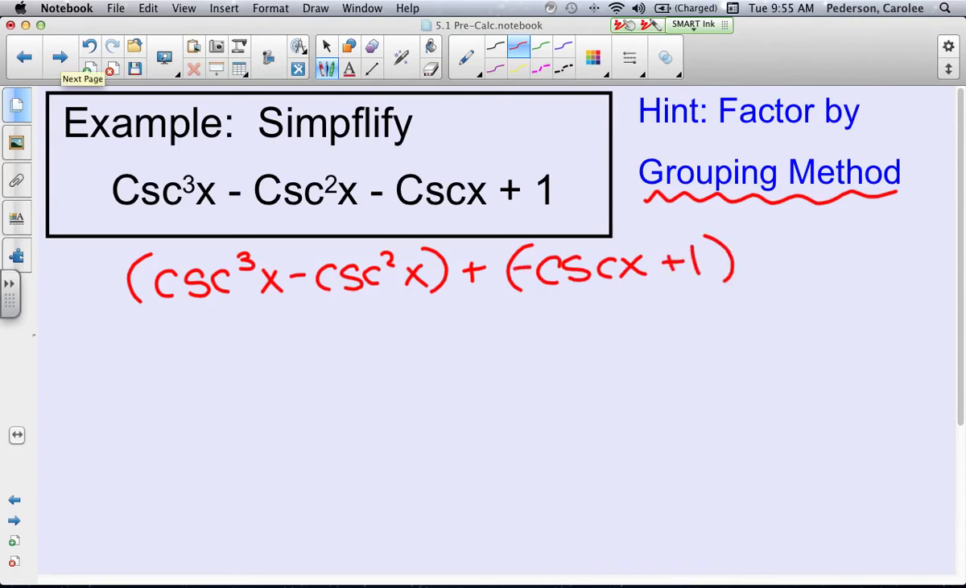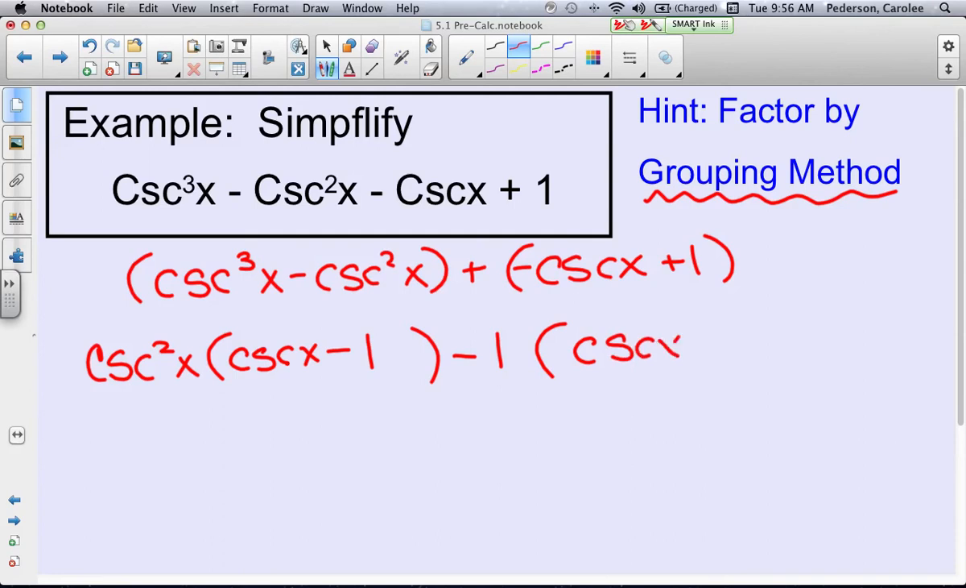Now, what is the GCF of the first group? Cosecant squared of x. So when I take out a cosecant squared of x from the first group as its GCF, what am I left with? Cosecant of x minus 1. In the second group, what's the GCF? Remember, I want the 2 parentheses to match up. Negative 1. Take out a negative 1. When I take out a negative 1, it's going to make that negative cosecant of x a positive, and that 1 now a negative.